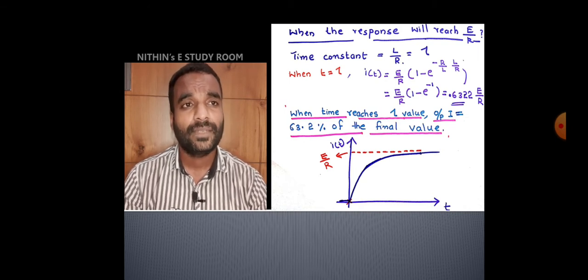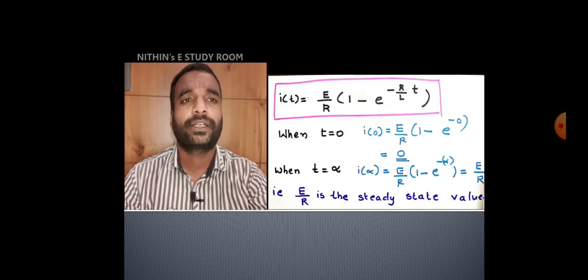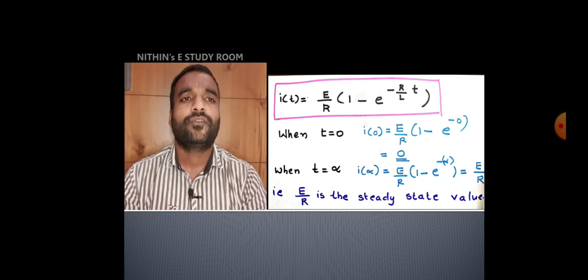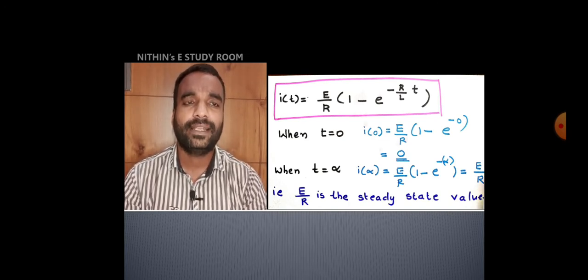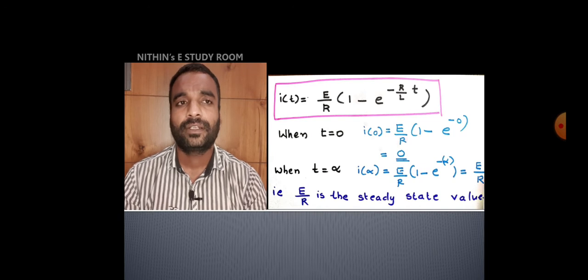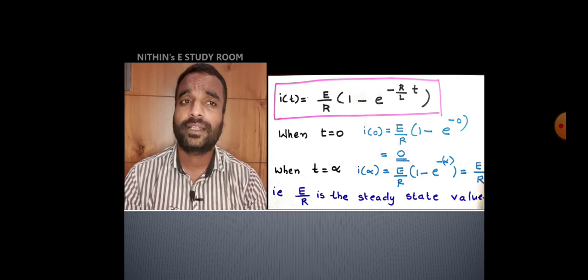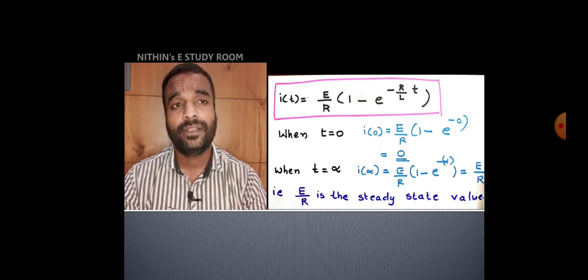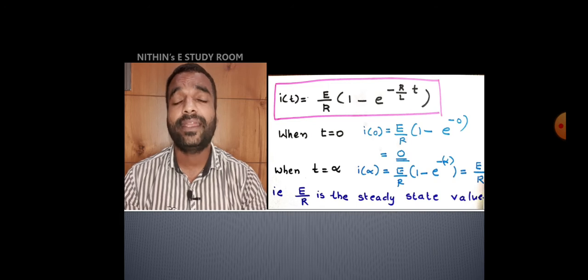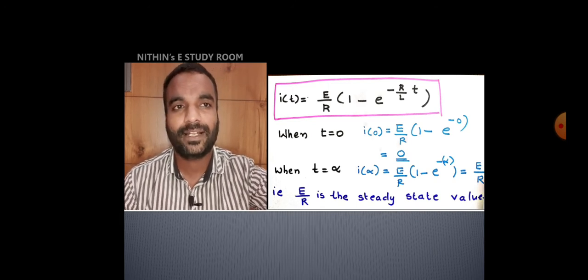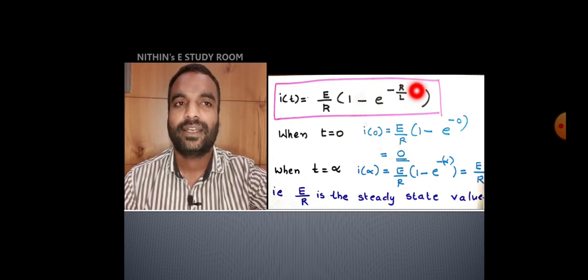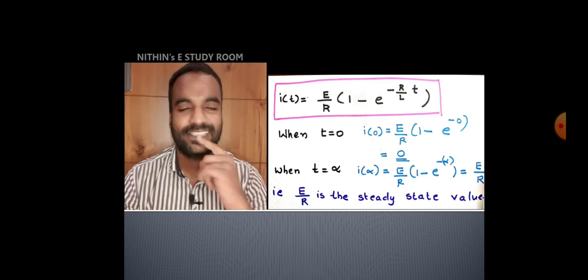So what was our basic equation? I of t is equal to E by R into 1 minus e raised to minus R by L into t. Now we are assuming various values for t. When t is equal to 0 and t is equal to infinity, we got the initial value and the final value. Now I am assuming t is equal to L by R. In this equation you have to supply L by R instead of t, so L by R and R by L will cancel.